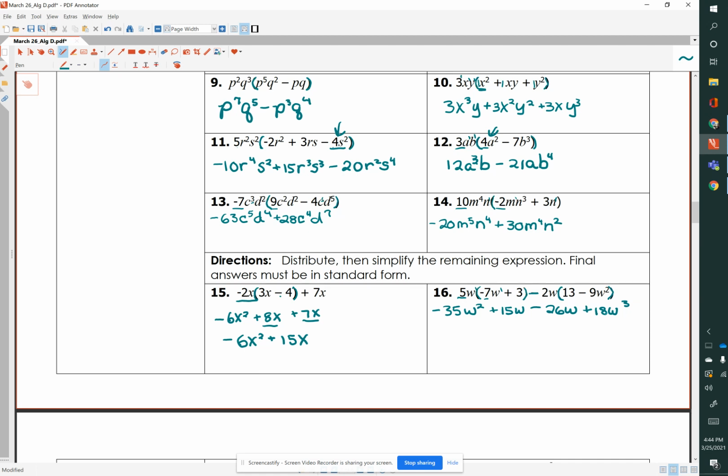So let's write it in the correct order, and let's see if we can combine like terms. Well, first of all, we have an 18w to the third. We'll start with that. And then we can combine 15w and 26w to get 30. Actually, it's positive 15 minus 26w. But before we do that, let's write our negative 35w squared. That should be next. And then we'll combine the positive 15w with the negative 26w to get negative 11w. And that is our final answer on this one.